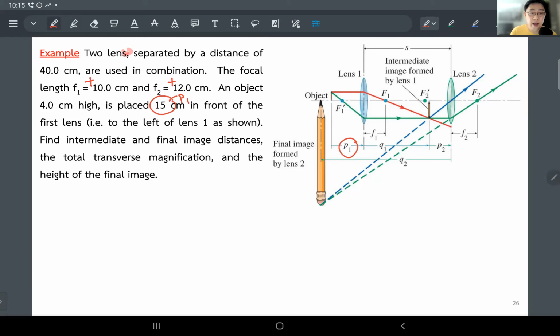Now, find the intermediate and final image distances, the total transverse magnification, and the height of the final image. All right. The word transverse is just to guarantee that what we are doing over here is everything in one dimension.